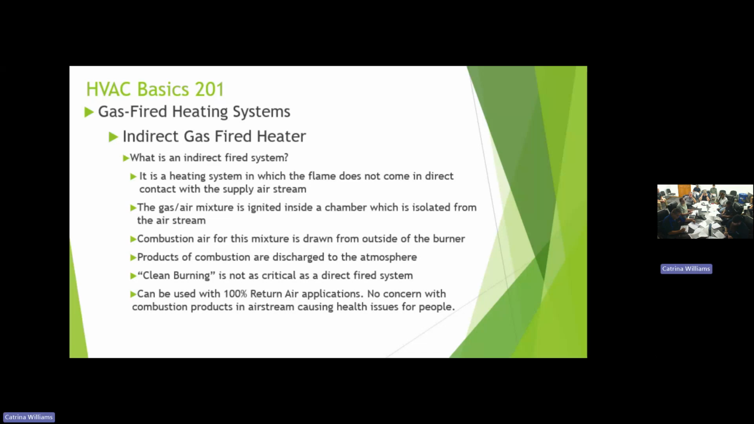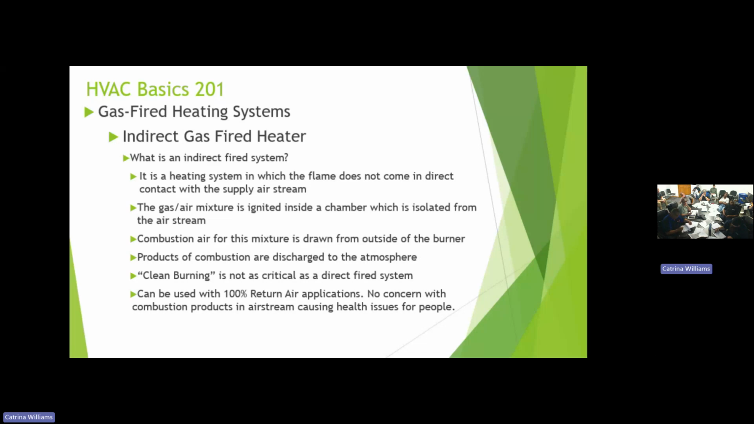If you have a gas furnace in your house, it's an indirect. There's a flue coming out and the air moves across the heat exchanger. All the combustion takes place inside the heat exchanger. So the gas/air mixture is lighted inside a chamber, and that's isolated from the airstream. Again, they never touch. Remember that one. The combustion air is drawn from outside of the burner.